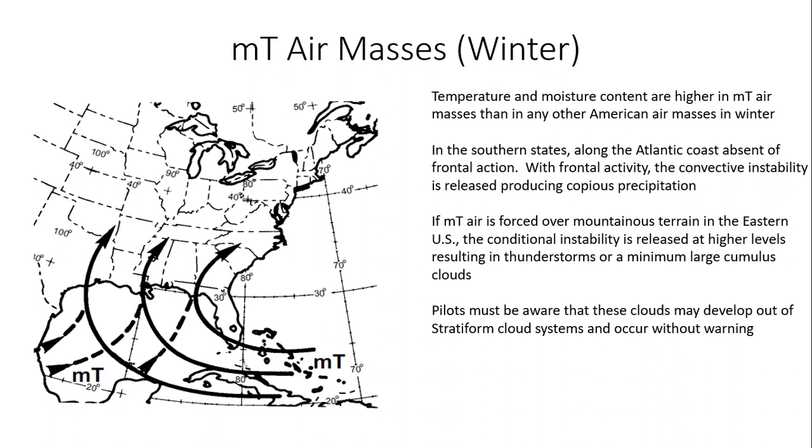Now, if maritime tropical air is forced over mountainous terrain across the eastern United States, the conditional instability that's released at the higher levels of the atmosphere is going to result in thunderstorms or at a minimum large cumulus clouds. And pilots have got to be very aware of this type of situation in winter because these clouds may develop out of just layered, stable-looking stratus clouds. And they can be embedded within that stratiform cloud deck and can occur on relatively short notice with very little warning.